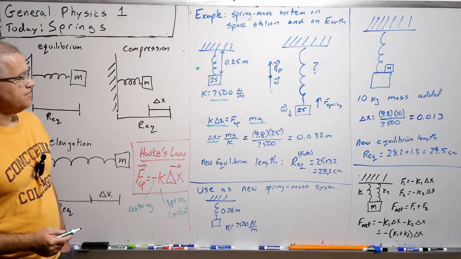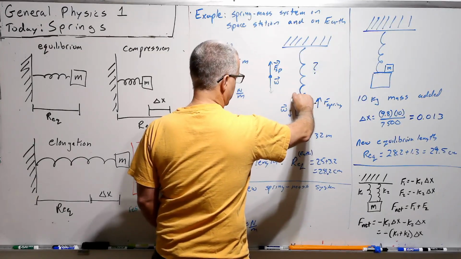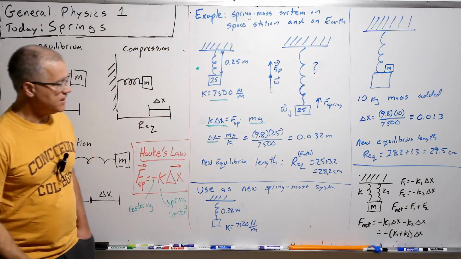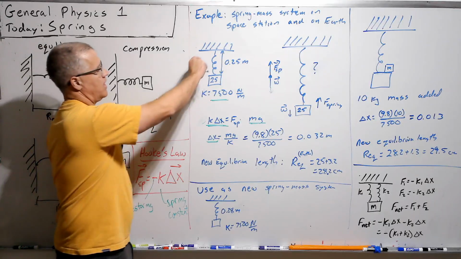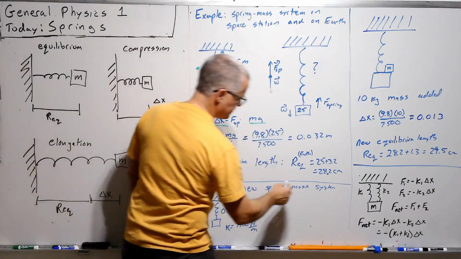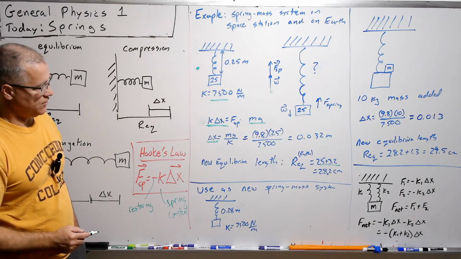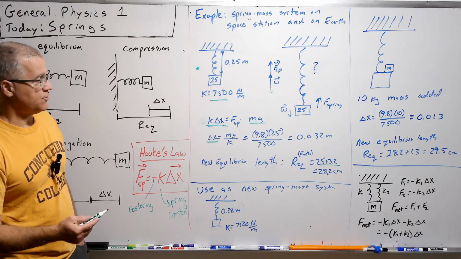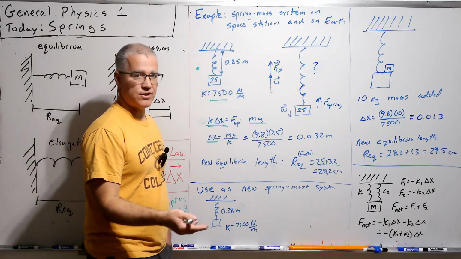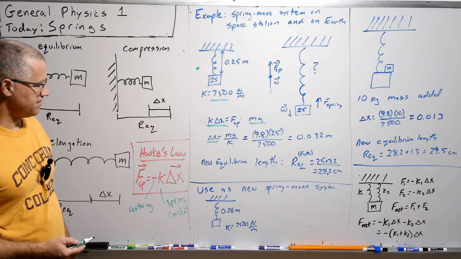3.2 centimeters. That would be negative, right? In this particular situation, we're going down 3.2 centimeters, but that's not really what we're asking. We're asking how long is this spring? What is the new equilibrium length? And so we have 25 plus 3.2. So the new spring on Earth will be stretched a little bit at 25 or 28 centimeters.